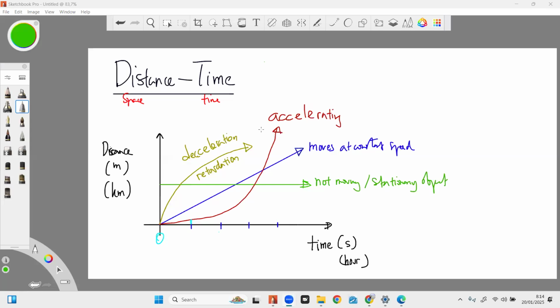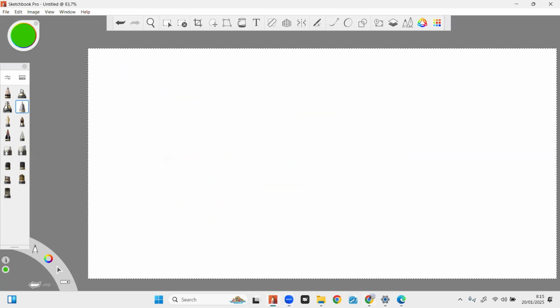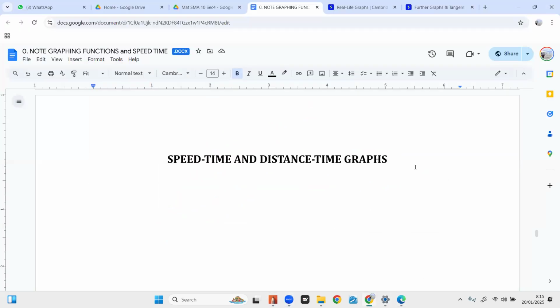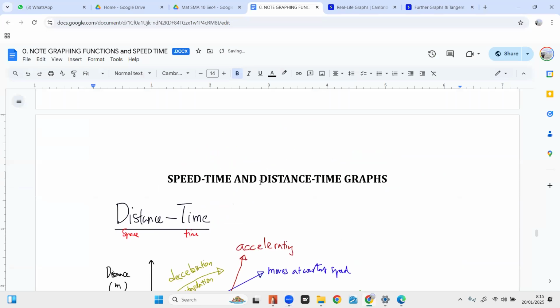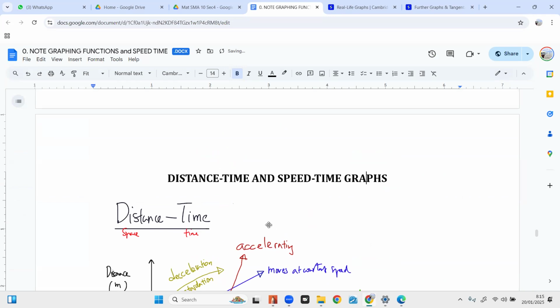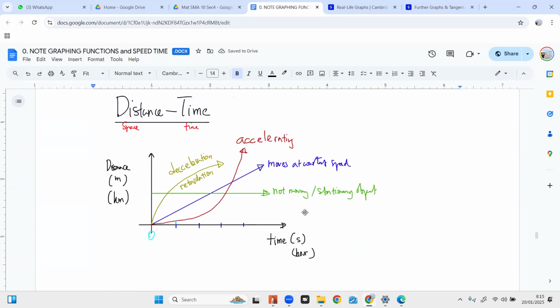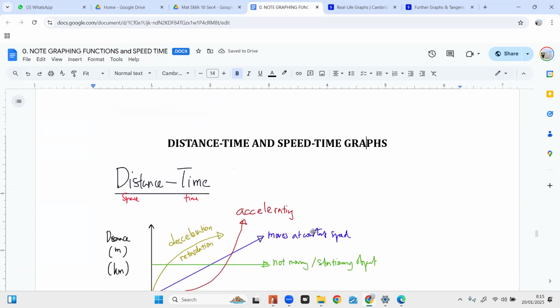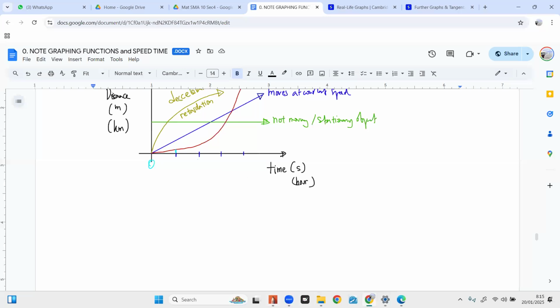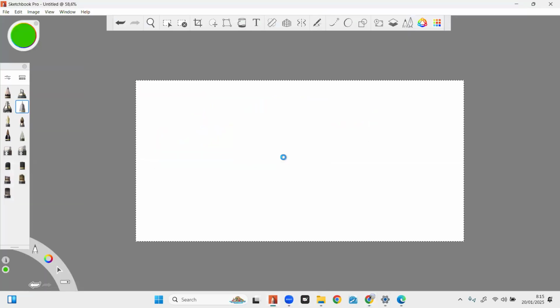Okay, so this is the simple explanation of the distance time graph. Now we're gonna go for the speed time graph. Wait, I mistyped this: distance time for the simple way, and speed time graphs. Okay, so we're gonna go for the next one, which is the speed and time graph. Let's see what we can do here.